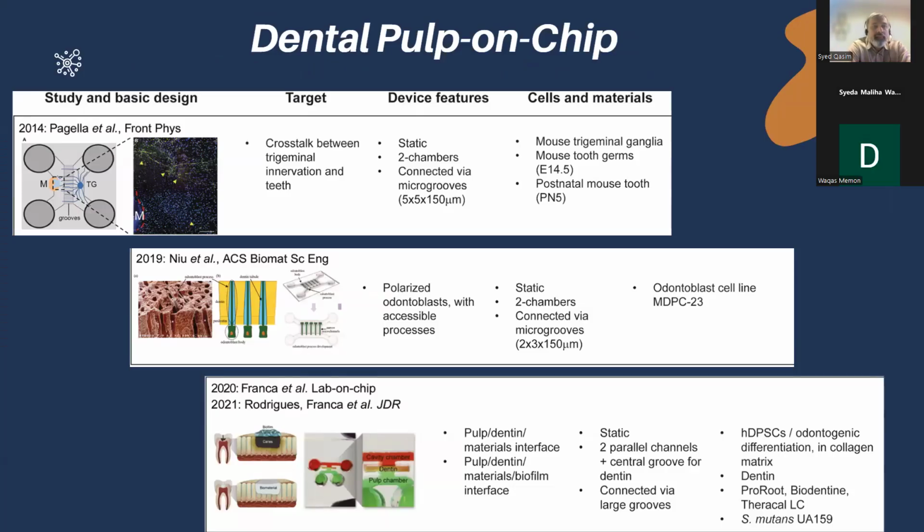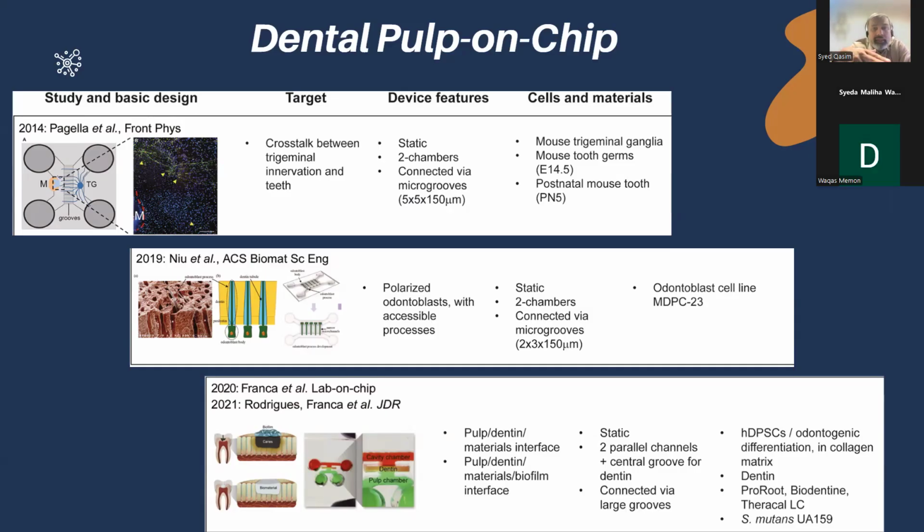Now this is taken from a review on dental pulp on a chip, and it's showing you three different studies and the target materials, the device features, and the cell materials which were used in there. The first one was from 2014, Pagella et al., published in Frontiers in Physics. The target was crosstalk between trigeminal innervation and teeth. They used static microfluidic 2D chambers connected by microgrooves, and inside it they used mouse trigeminal ganglia, mouse tooth germs, and postnatal mouse tooth.